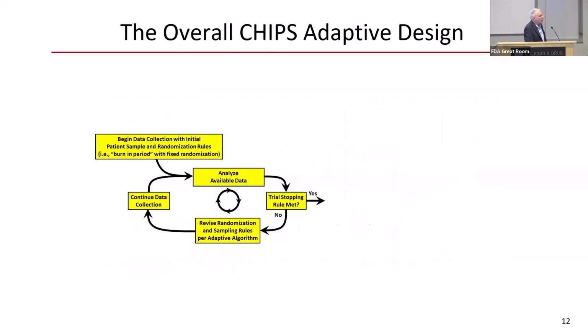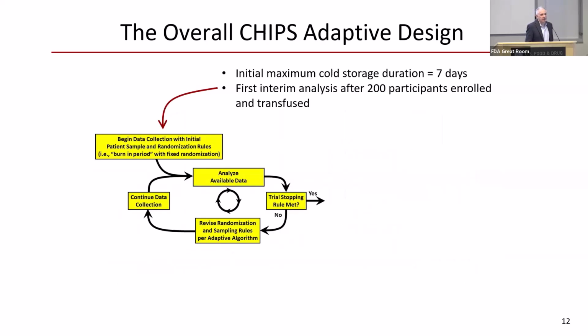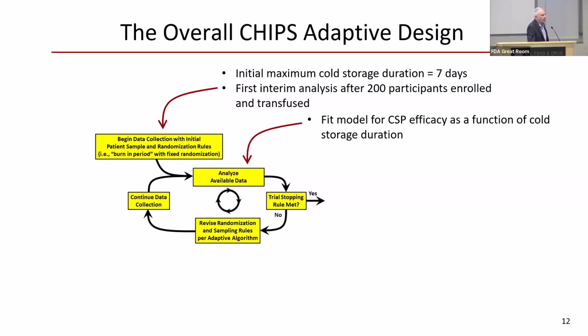So going back to the overall structure of an adaptive trial, we're going to start with a maximum cold storage duration of 7 days, the same duration that's allowed for warm stored platelets if they are tested for their sterility during their storage period. We're going to start with a first interim analysis after 200 participants. We're going to fit this model for the hemostatic efficacy of the cold stored platelets as a function of the duration of storage. We're going to make sure that the 7-day storage duration has at least a 10% probability of non-inferiority. That's the futility rule.